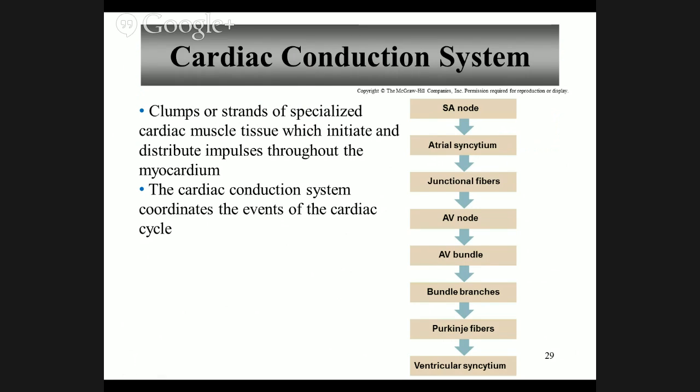This next slide illustrates the cardiac conduction system. Clumps and strands of specialized cardiac muscle initiate and distribute impulses throughout the myocardium. The conduction system coordinates the events of the cardiac cycle. So we start at the SA node. The impulse is sent to the atrial syncytium, then to the junctional fibers, to the AV node and the AV bundle, and then is spread through the atrioventricular septum to the bundle branches, and from there to the Purkinje fibers and the ventricular syncytium.